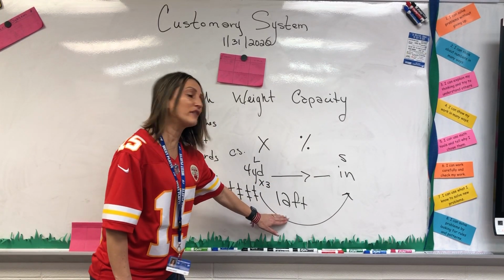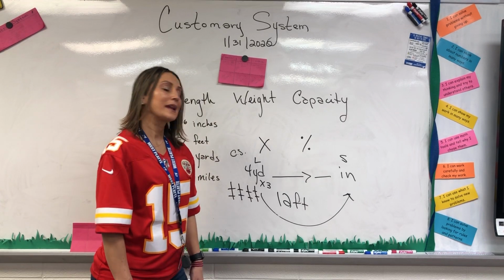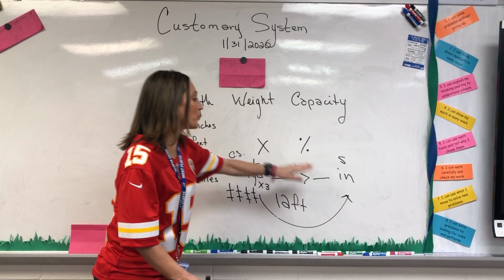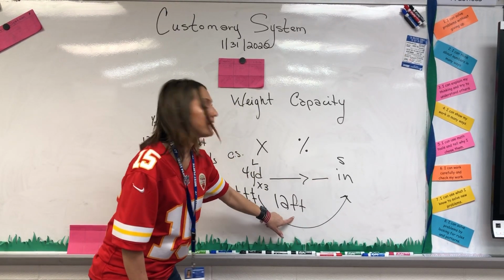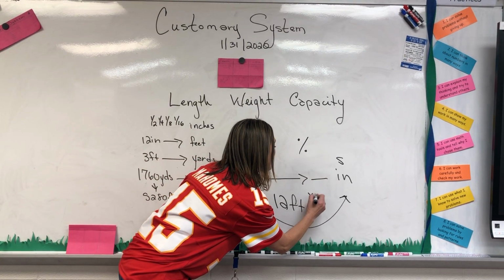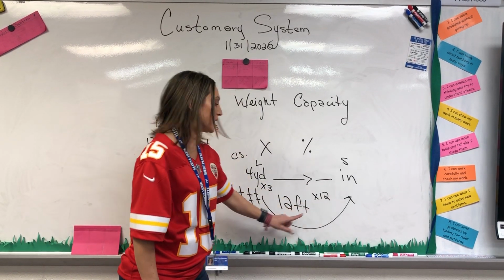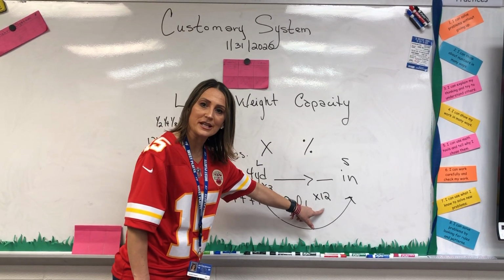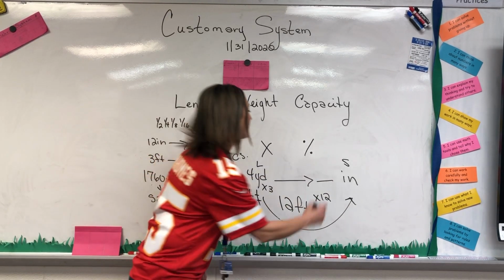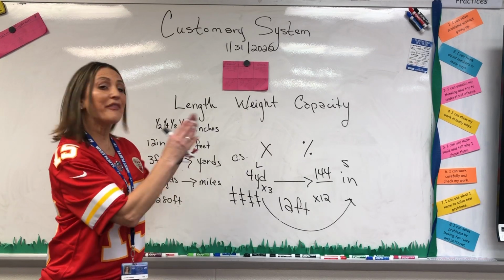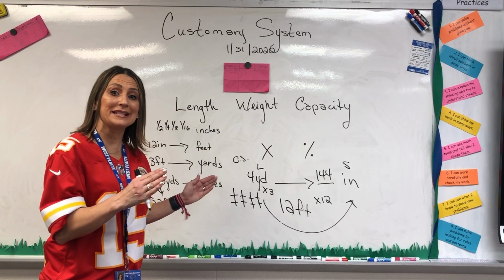Now I can take this conversion to inches. And I then have to check, what do I know about inches and feet? And we know there are 12 of these in every foot. So I simply multiply 12 times 12, because every foot has 12 inches. So I have 12 groups of 12 to get 144 inches. And that's just an example of what we did today.